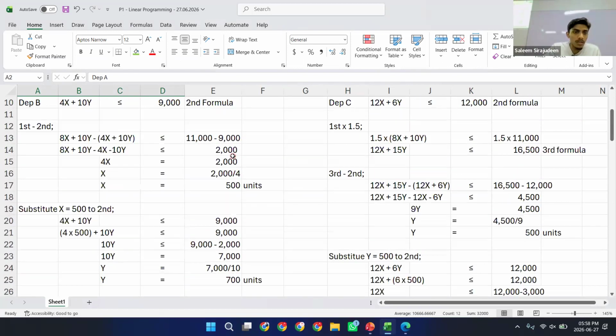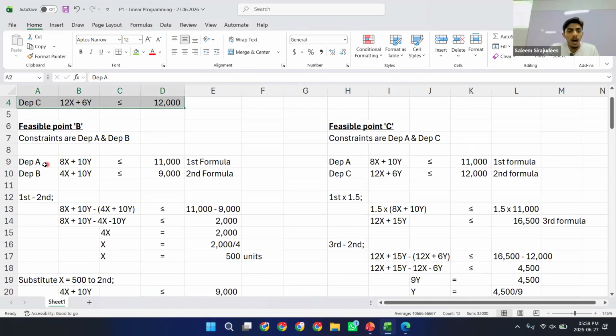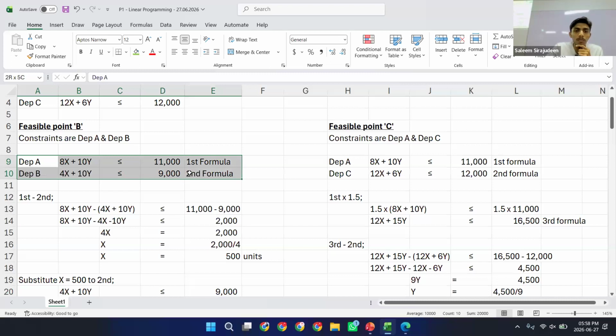What are the two constraints? The constraints are Department A and Department B, correct? Yes. Now, shadow price means, in order to get one more unit of that scarce resource, the limiting factor, how much extra will you pay?